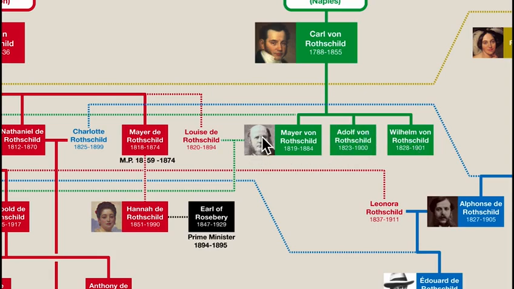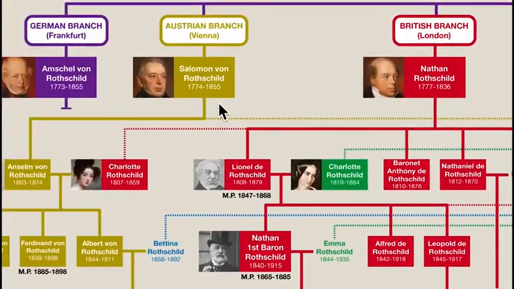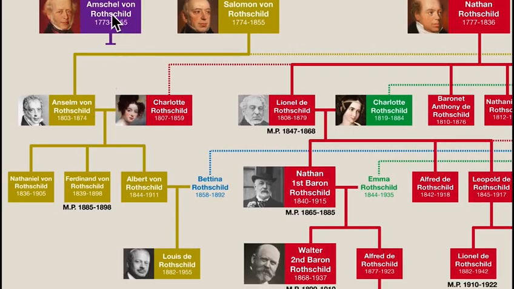But none of these individuals had heirs. So eventually, both the Frankfurt branch and the Naples branch closed. Let's look at the Austrian branch next. With the death of Amschel Rothschild, the Austrian branch became the senior branch, and the eldest son of Solomon became the most senior male in the family.